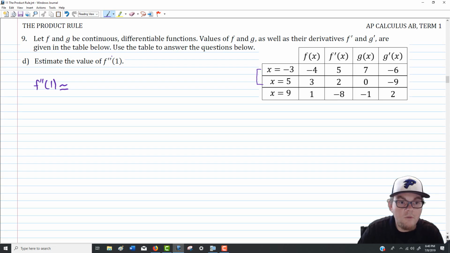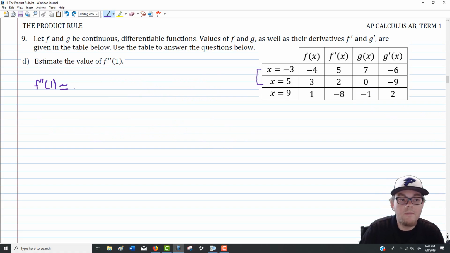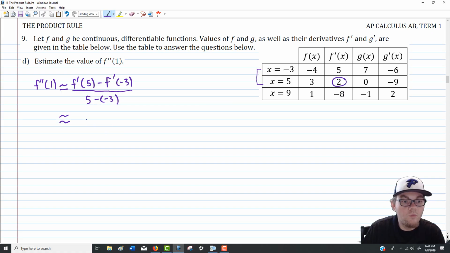But the difference here is because we want to calculate an estimate for f double prime, we're going to have to use the derivative itself, f prime, because that way we'll be approximating one derivative down. Just like before, when we did the problem, we had g prime approximated by g. F double prime will be approximated by f prime. So in other words, this will be f prime of 5 minus f prime of negative 3 all over 5 minus a negative 3. As far as values then, we can pull them out of the table. F prime of 5 is 2. F prime of negative 3 is 5.